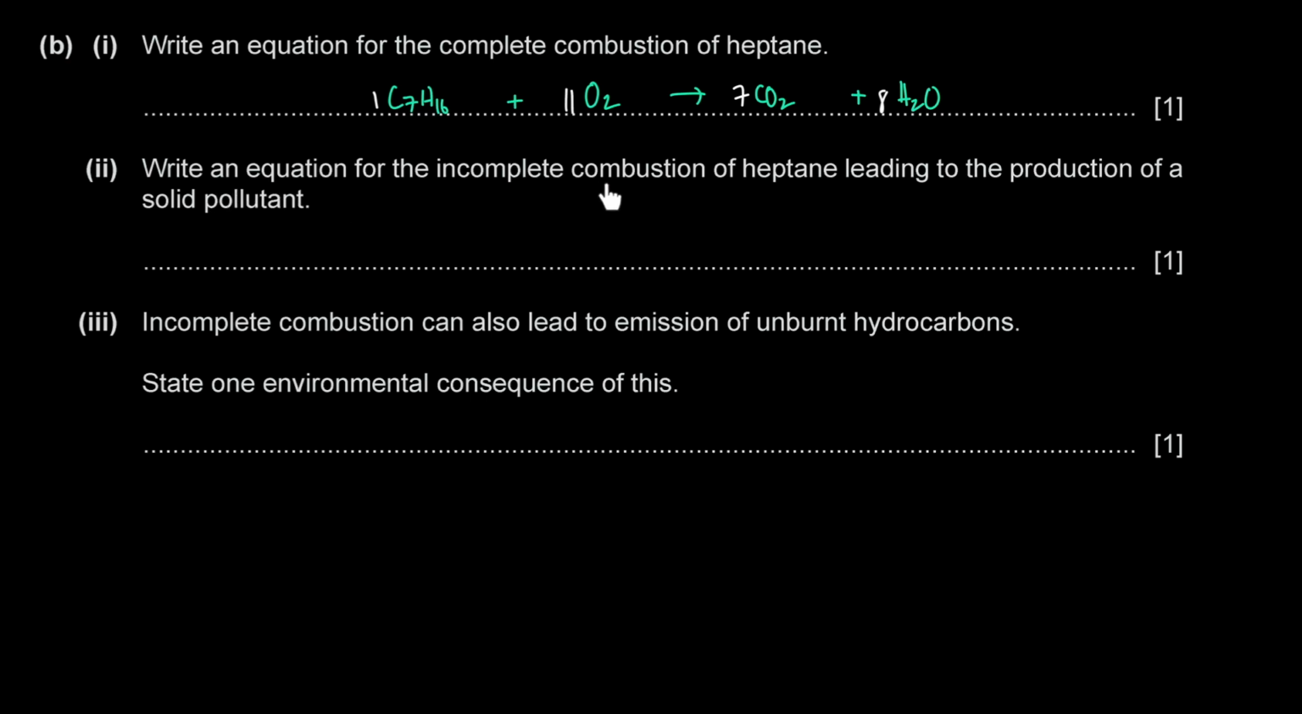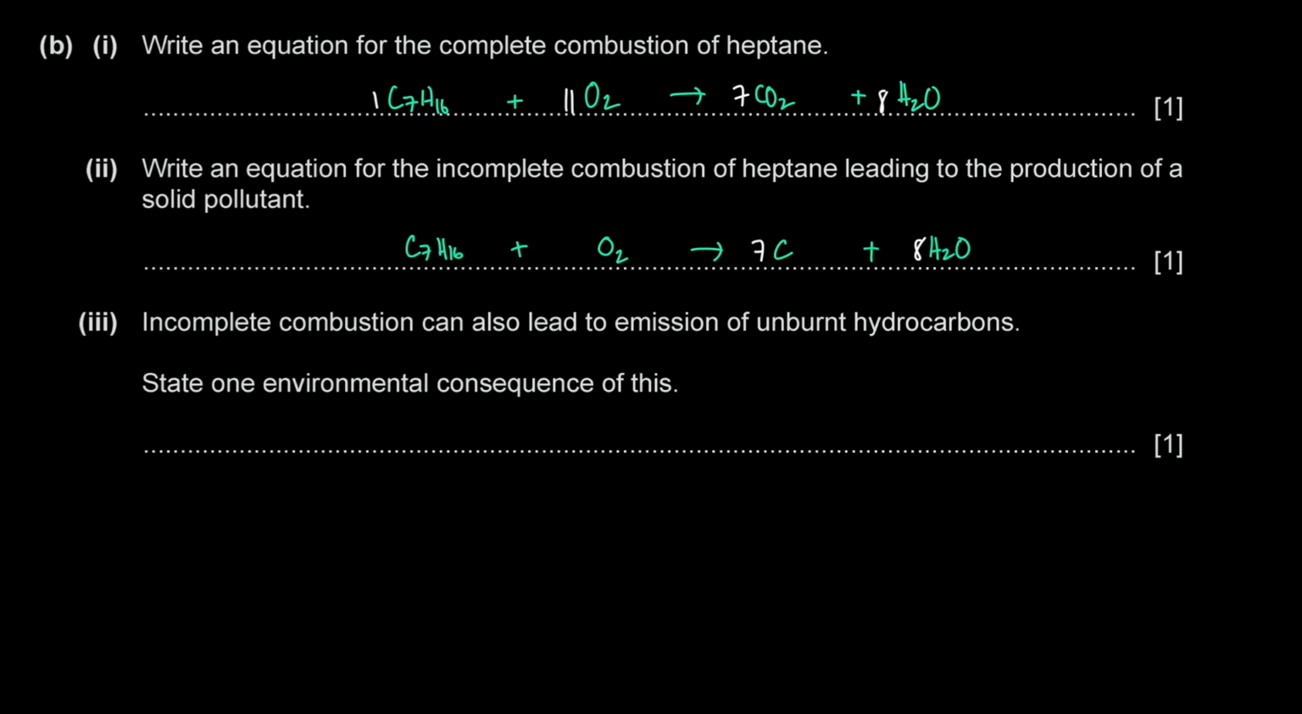Write an equation for the incomplete combustion of heptane leading to the production of a solid pollutant. A solid pollutant that's a result of incomplete combustion is carbon. In incomplete combustion, instead of carbon dioxide, we can either get carbon monoxide or carbon, or soot. Since they're asking for a solid pollutant, that'll be carbon, a black powdery solid. So we have C7H16 reacting with oxygen to form carbon and H2O. Again, we have 7 carbons on the left, so we'll have 7 carbons on the right, and 16 hydrogens on the left, so we'll have 8 H2O, and then we have 8 oxygens on the right, so we'll have 4 O2.